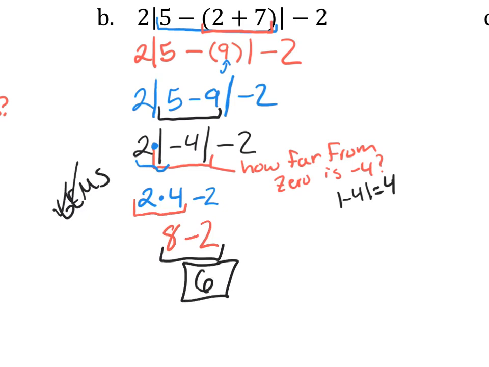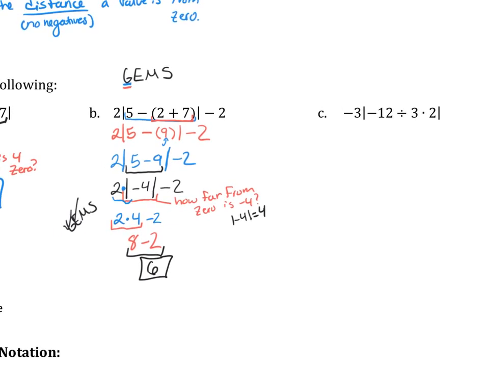Okay, so I want you guys to go ahead and try letter C. Remember order of operations, gems. Start inside your absolute value. Remember multiplication and division happen at the same time as you go left to right. So you're going to end up doing this division first, then the multiplication. Then take the absolute value, then deal with that -3 out in front. So go ahead and try letter C.